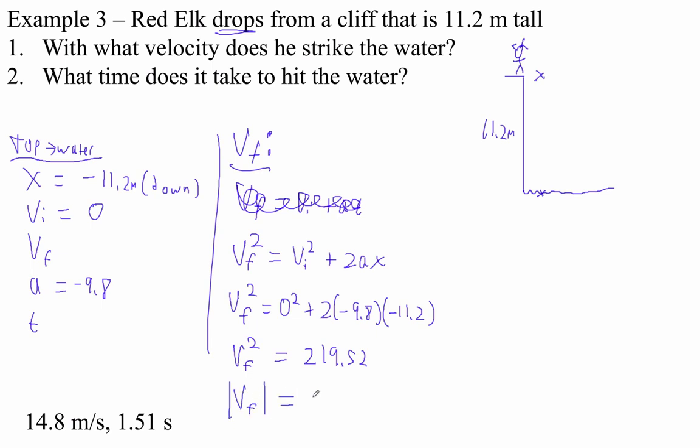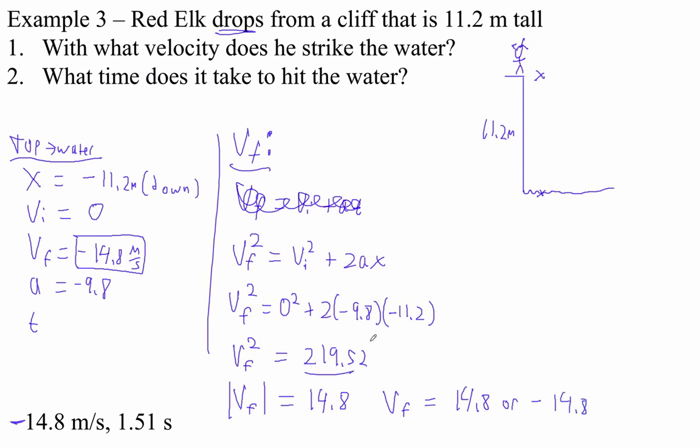Now this is the absolute value of VF, right? It's 14.8. Okay, but the answer is that it actually strikes the water with a velocity of negative 14.8 meters per second. Now the reason is that, of course, if the absolute value is 14.8, that means that your final velocity could be 14.8 or negative 14.8, right? If you square both of those, you'll get 219.52. Right? Negative numbers squared are positive, right? So when you take the square root of a square, consider the possibility that it could be negative, and don't forget to put that negative sign on there.